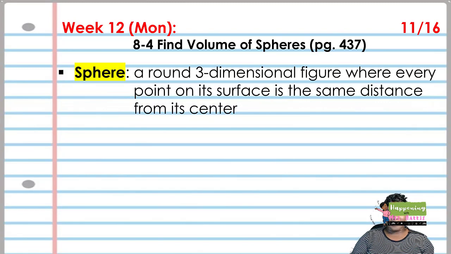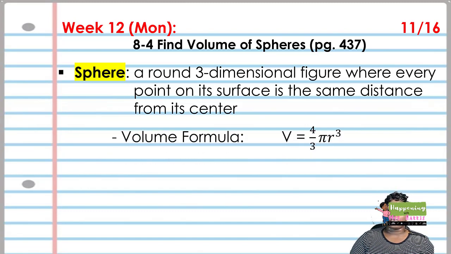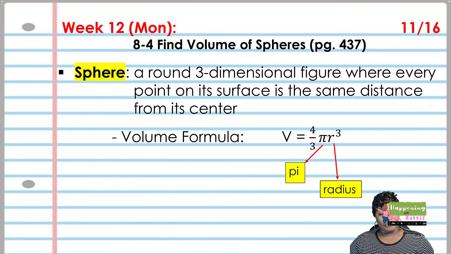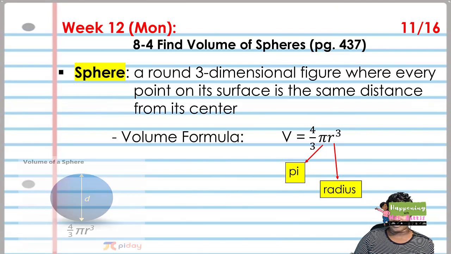A sphere can be described as a round three-dimensional figure where every point on its surface is the same distance from its center. The volume formula we're going to use to find the volume of a sphere is V equals 4/3 times pi times the radius to the third power. The pi symbol, we know the pi symbol, and R is still radius. Radius can be defined as half of the diameter.